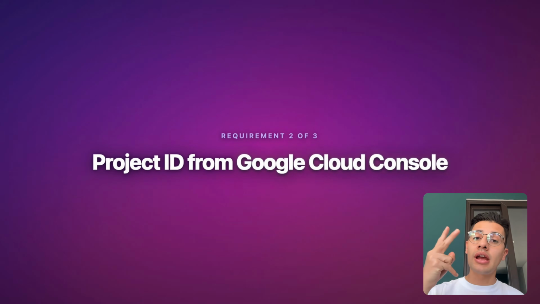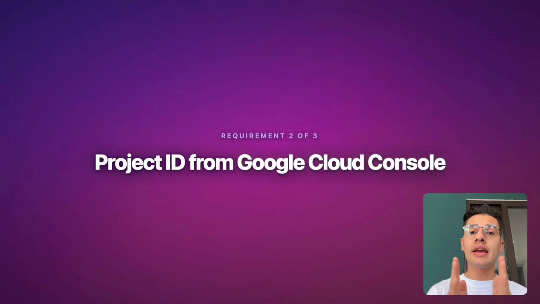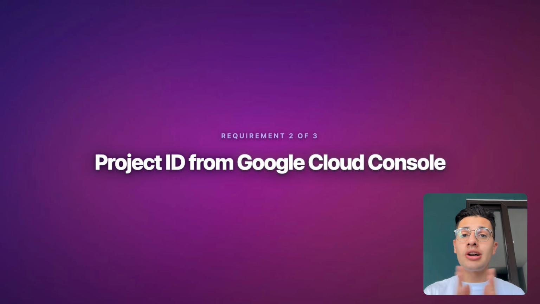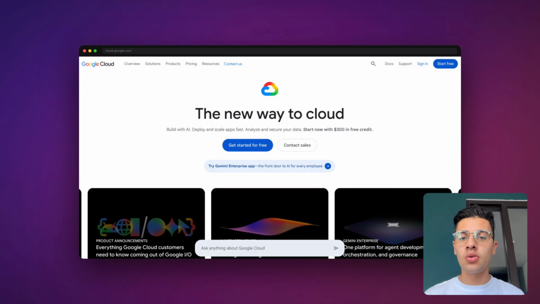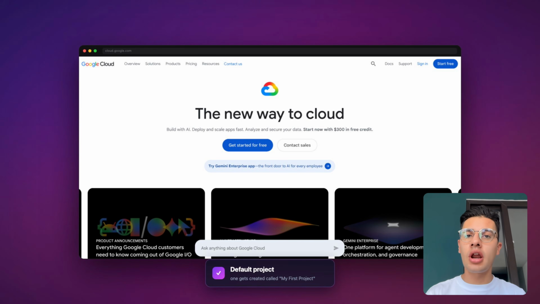Now, let's move on to the second step, giving Claude our Google Cloud Console project ID. I'm going to assume you already have a Google Cloud Console account. If you don't, worry not, just go to googlecloud.com and create a free account. Usually when you create a free account or your account for the first time in Google Cloud Console, a default project called My First Project is created. I'll show you how to create a new project.